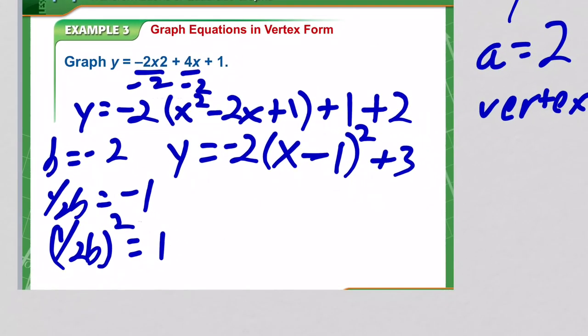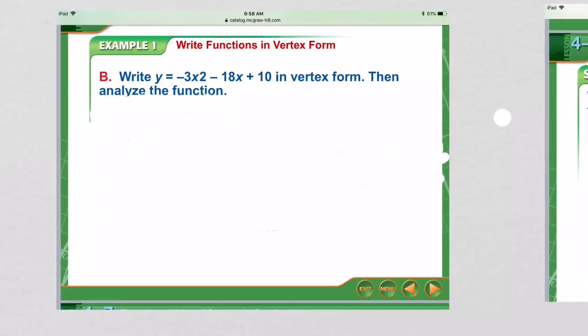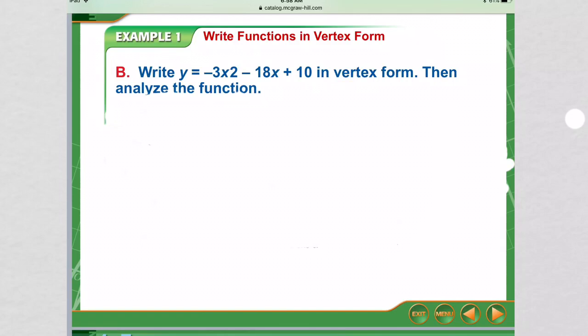So next thing, we'll go ahead and talk about this problem. I'll ask a couple questions, but we'll go over this one a bit more in class, just so you can see another example of how to put this in vertex form when there's a number in front of the x squared.